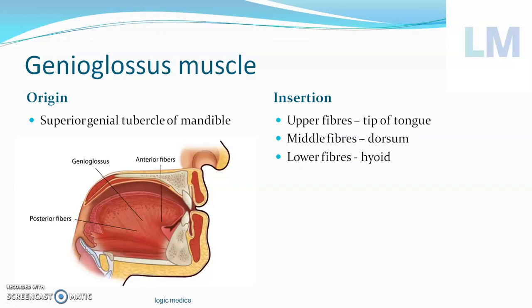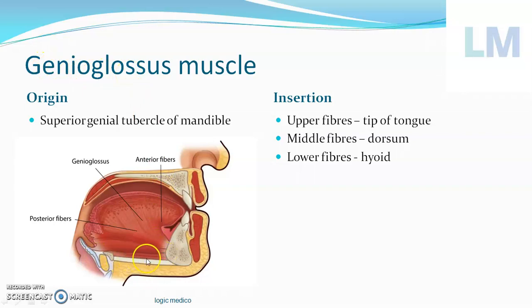Coming to the origin of this muscle. It takes origin from the superior genial tubercle of the mandible. This is the mandible. The inner surface of the mandible bears two tubercles, one above and one below. The above one is called the superior genial tubercle. The below one is called the inferior genial tubercle. From the inferior genial tubercle to the hyoid bone, there is one muscle, geniohyoid. From the superior genial tubercle to the tongue, that is genioglossus.